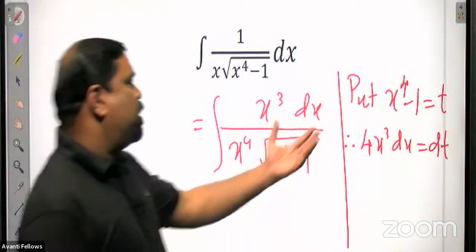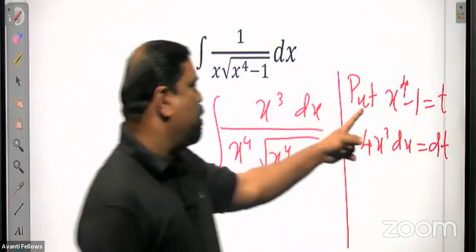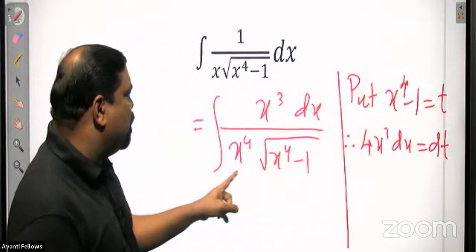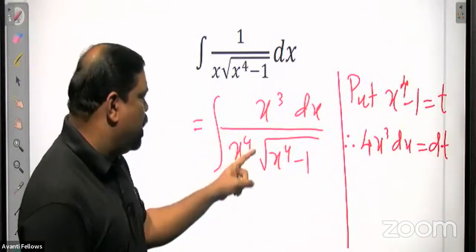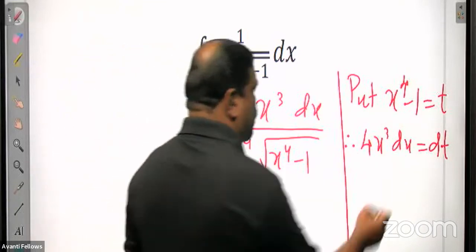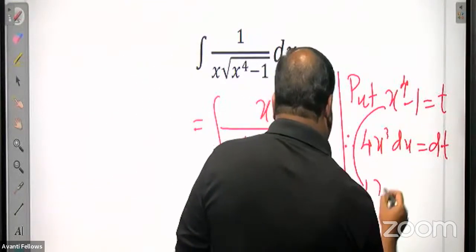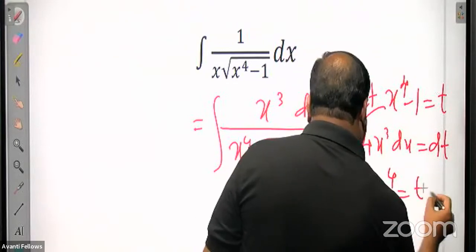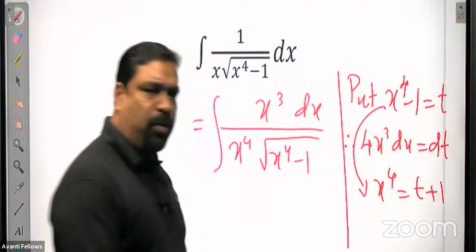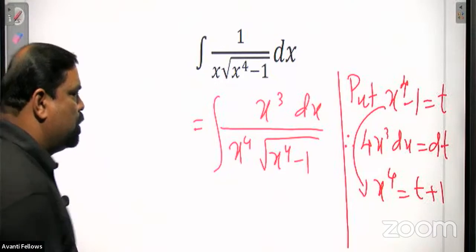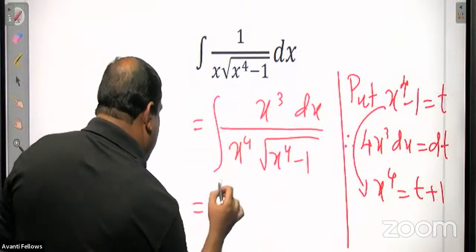So we have to apply this substitution here. x raised to 4 minus 1 is t. Here we can see one more x raised to 4 in the beginning, so that also we have to change. Very clearly, x raised to 4 is equal to t plus 1. So these changes we have to apply here.